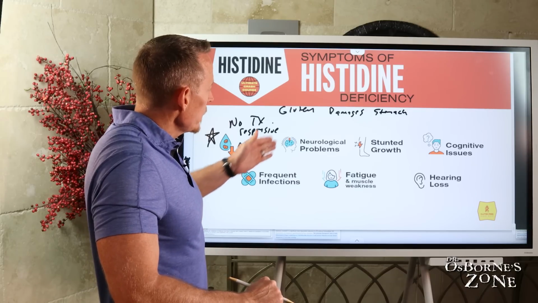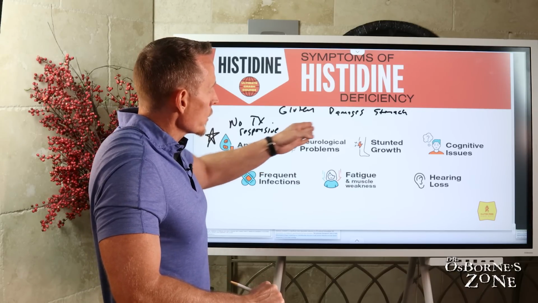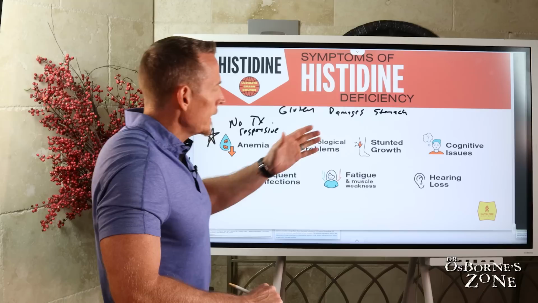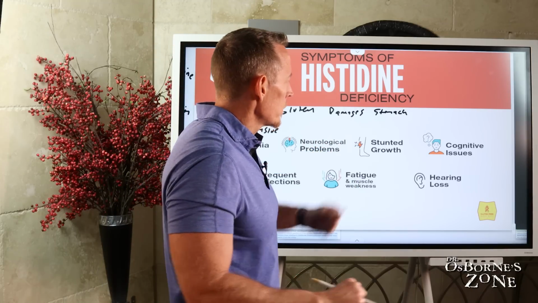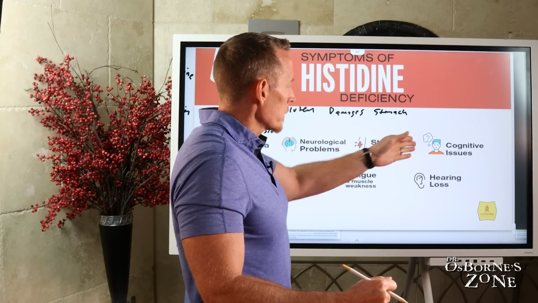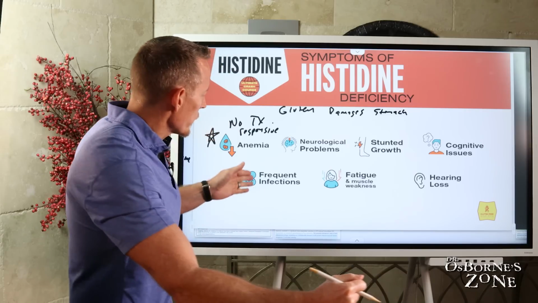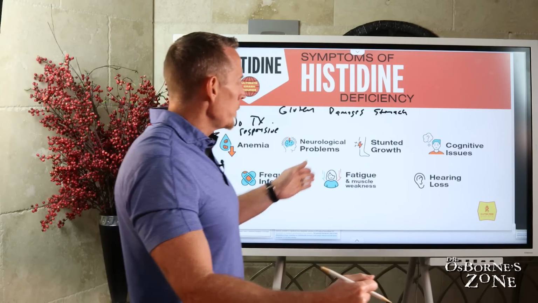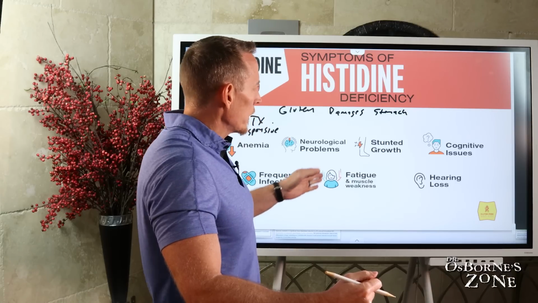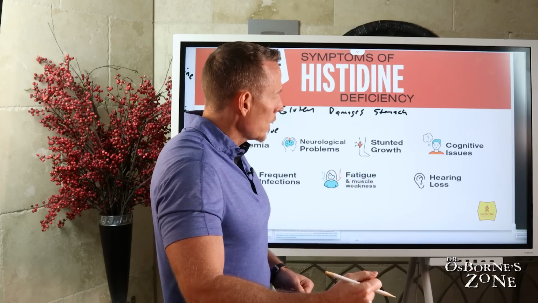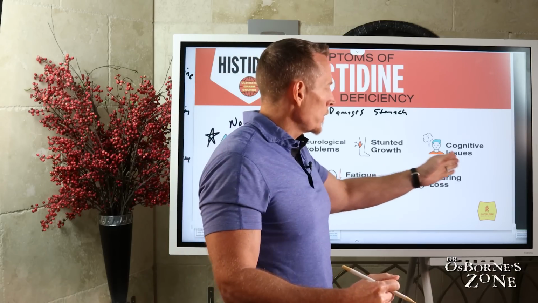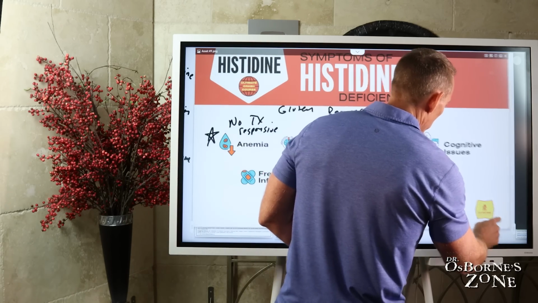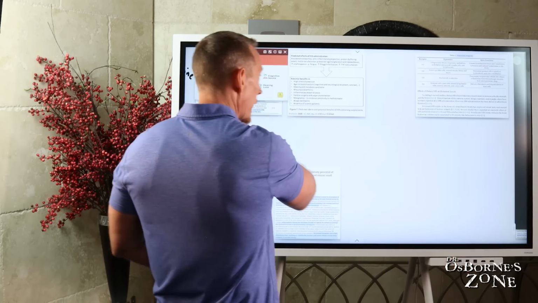We also know that symptoms in humans include neurological problems. We'll get into some of the human research here shortly. We know that in kids, inadequate histidine can lead to stunted growth. It can cause cognitive issues as well as frequent infections because of its role in your immune system. Because of its buffering role with pH, it can lead to muscular fatigue and weakness. As well, it can contribute to hearing loss, and that has to do with neurological mechanisms and histidine's function.